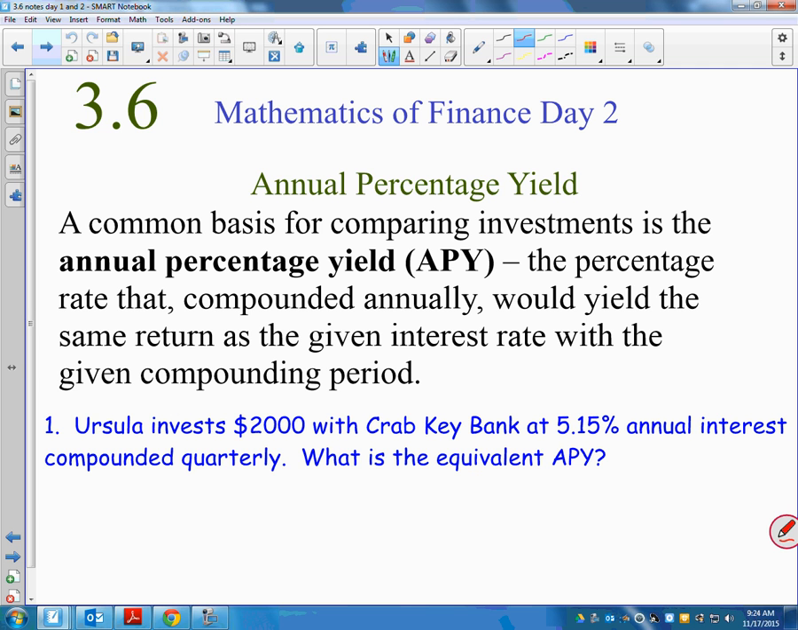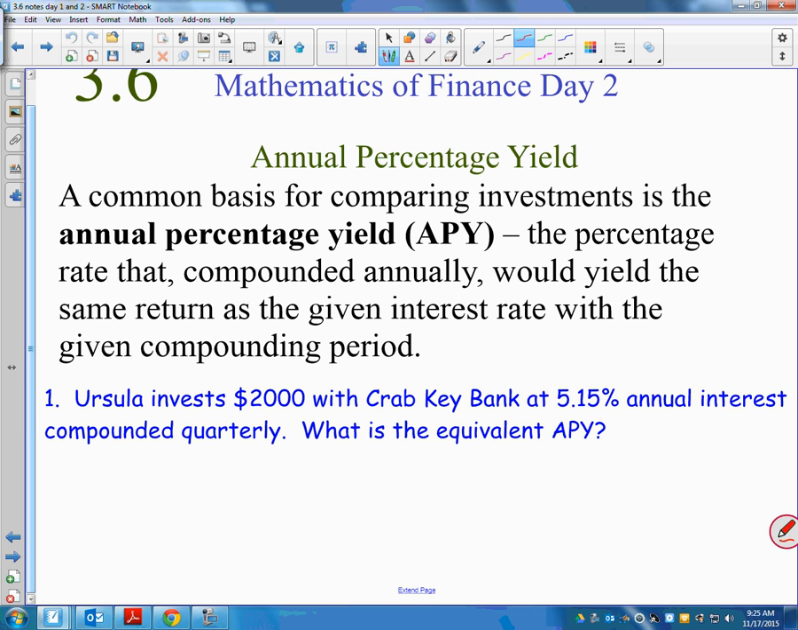So it's basically the percentage rate that, if compounded annually, would yield the same return as the given interest rate with the given compounding period. Say Ursula invests $2,000 with the Crabtree Bank at 5.15% annual interest compounded quarterly. What would be the equivalent annual percentage yield? I'm going to show you how to set this up, and once you learn how to set it up once, it's the same every time.